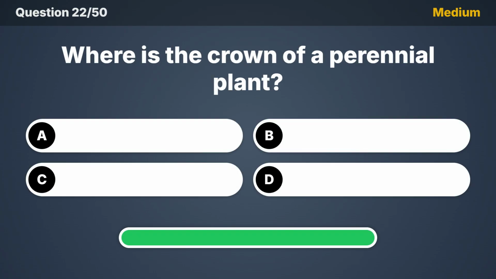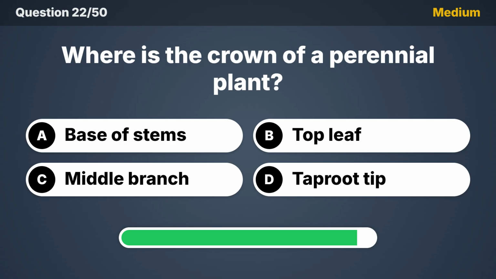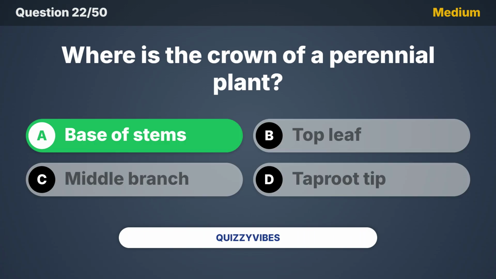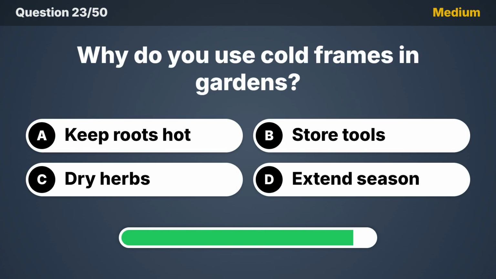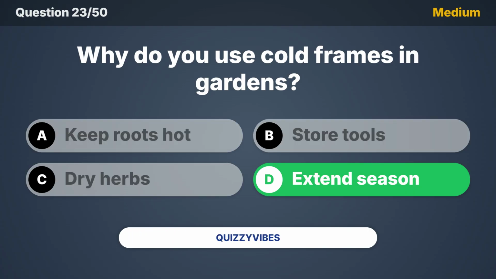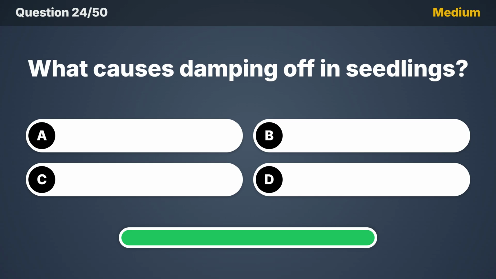Where is the crown of a perennial plant? Answer, base of stems. Why do you use cold frames in gardens? Answer, extend season. What causes damping off in seedlings?